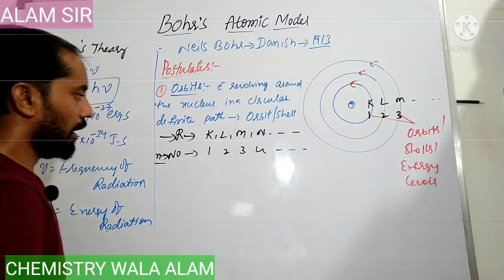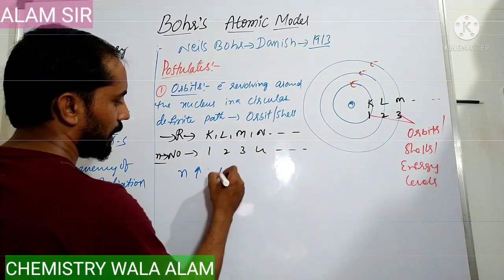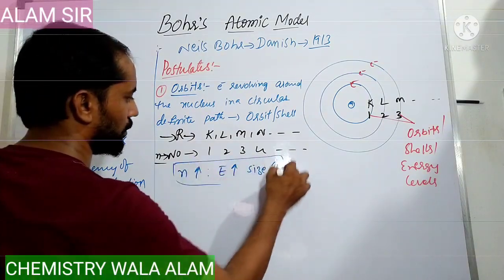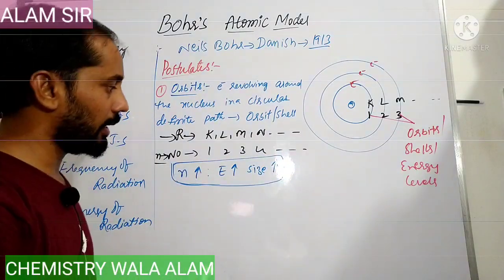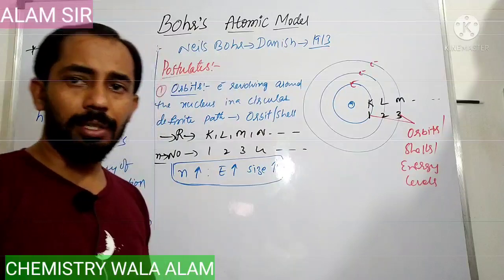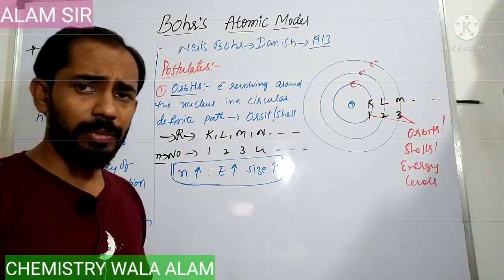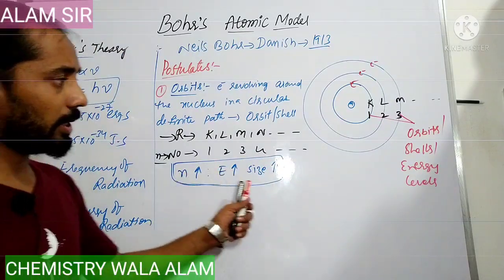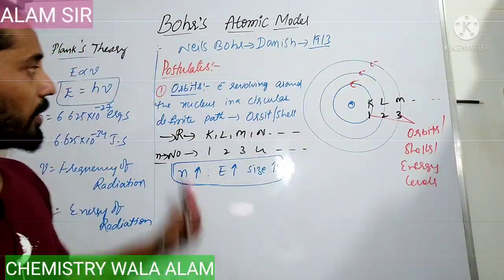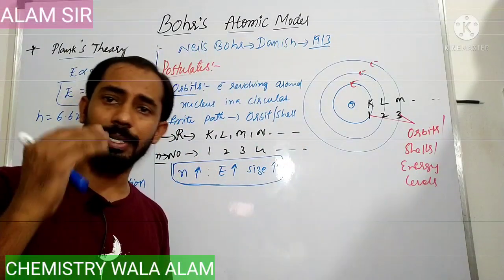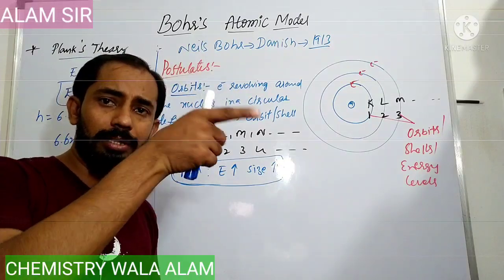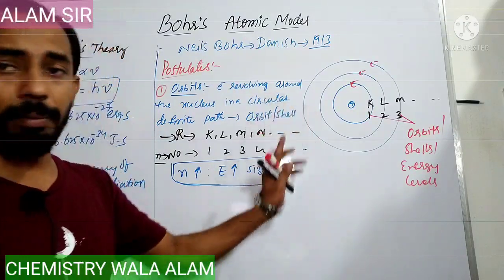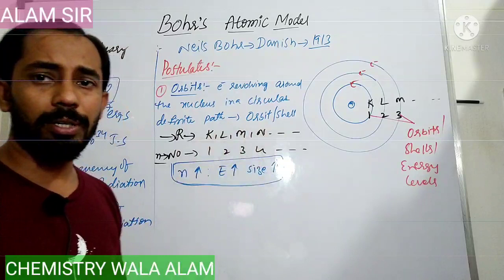Here, as the n value increases, energy as well as size both will increase. Very important: Bohr's atomic model gives the energy, radius, velocity, frequency, wave number, and spectral lines, all the information. So as the n value increases, energy and size both will increase. That is the first point about the orbits. Orbits, shells, or energy levels are the same. They can be defined as the electrons revolving around the nucleus in a circular definite path, called orbits. These are represented as K, L, M, N and numbered as 1, 2, 3, 4.